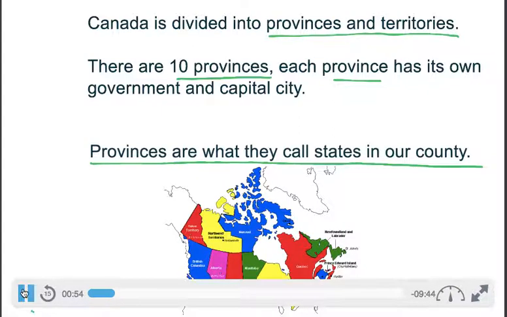So, in Canada, instead of calling them states like we do in our country, they call them provinces. So it's just something different that Canada does, one difference between Canada and the United States. And if you look at the picture below, each one that's an individual, different color is a province or a territory.